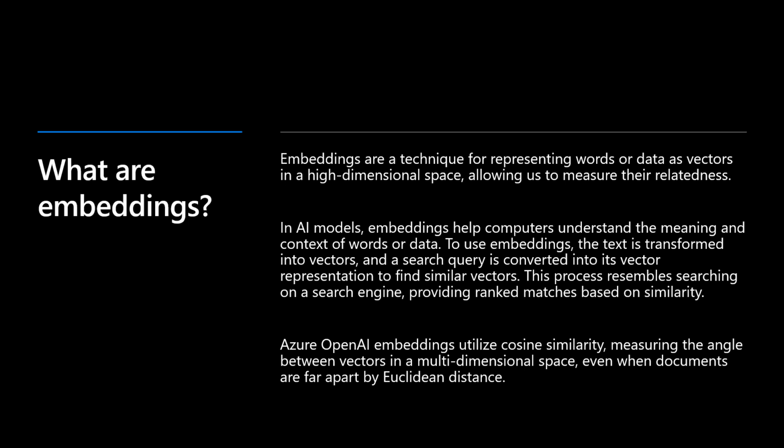Azure OpenAI embeddings employ cosine similarity to calculate the similarity between documents and a query. Cosine similarity measures the cosine of the angle between two vectors projected in a multidimensional space. This approach is advantageous because even if two documents are far apart in terms of Euclidean distance due to their size, they may still exhibit a smaller angle between them, resulting in higher cosine similarity.